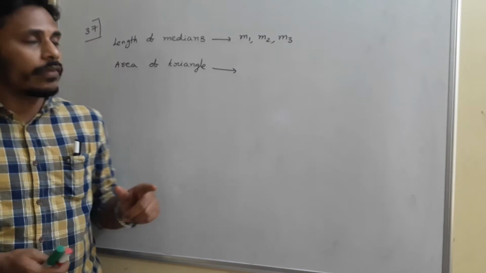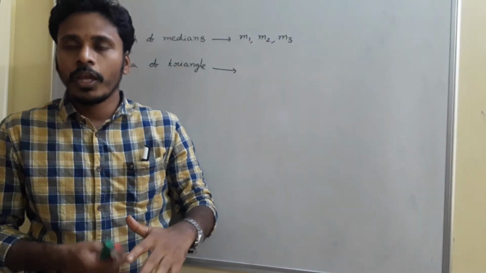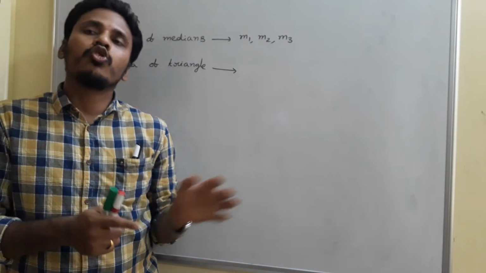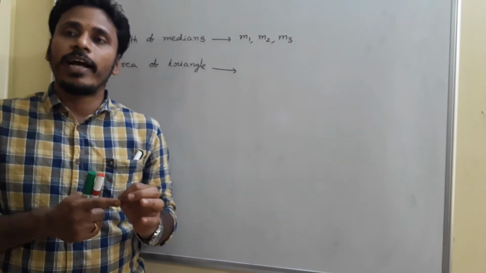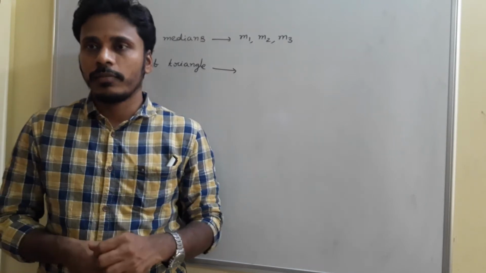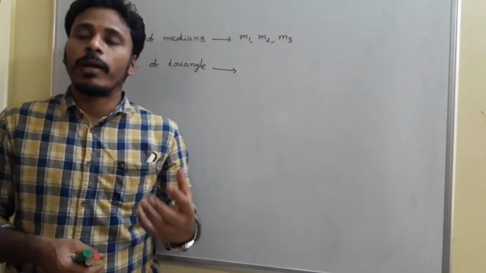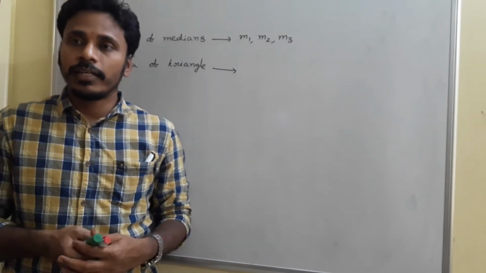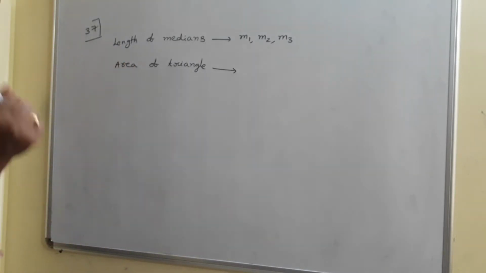And in the previous classes I mentioned the formulas for m1, m2, m3. Using those formulas you may find the values of a, b, c, and after finding a, b, c, you may find the area, but it is a lengthy process. But I now need the area of the triangle in terms of m1, m2, m3, and for that I need to analyze something here. Just have a look here.